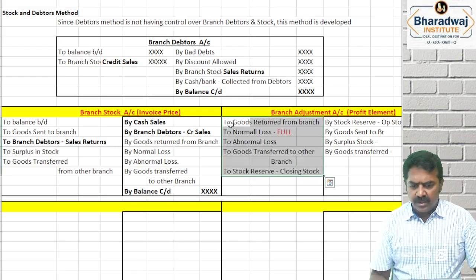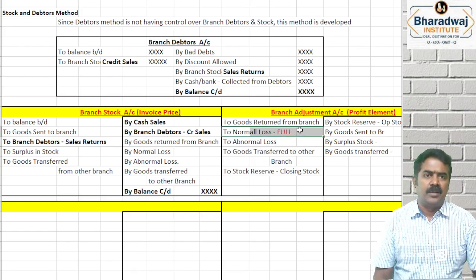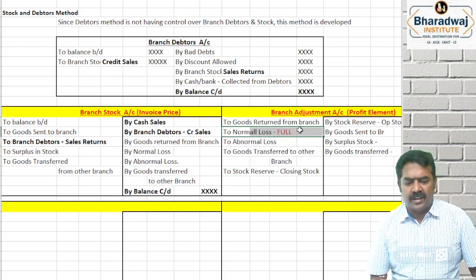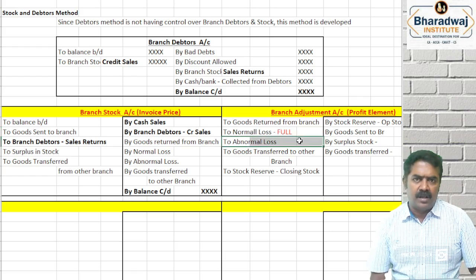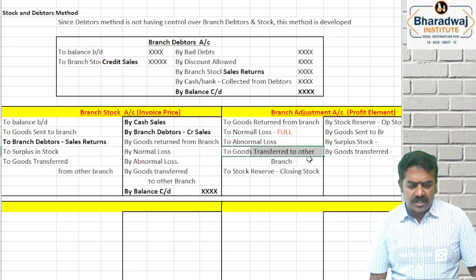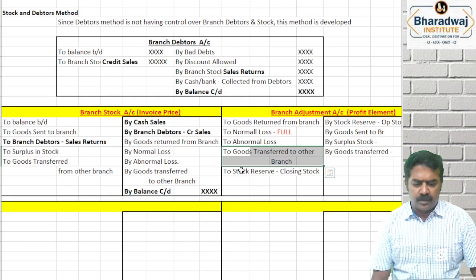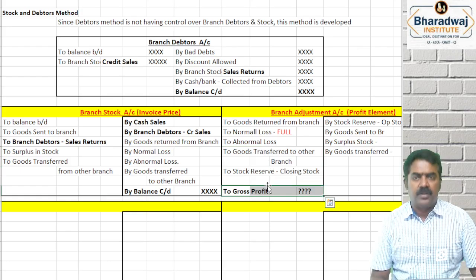How to remove? Goods returned from branch. Normal loss is unavoidable, so we will charge the full loss. Abnormal loss: if there is a profit element, remove that. Goods transferred to other branches, remove the profit element. Closing stock, remove the profit element. If you tally this, you will get gross profit.